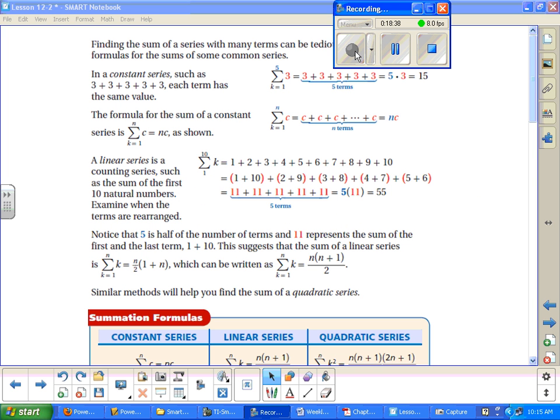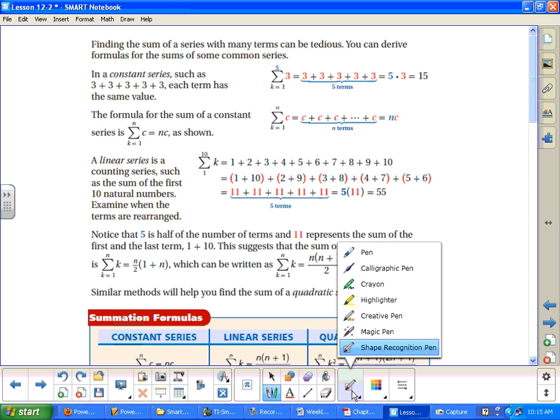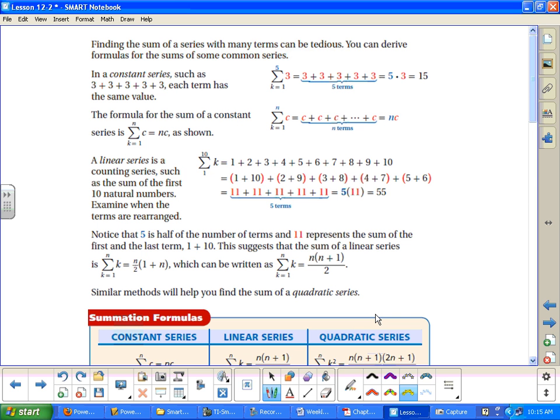2 more. Okay. Finding the sum of a series with many terms can be tedious, unless you have a calculator. All right, you can derive formulas for the sums of some common series. So we have what's called a constant series. In a constant series, that just means we have the same number over and over again.